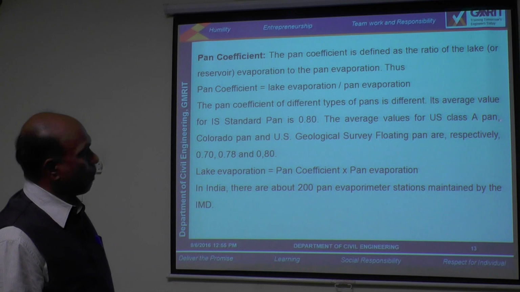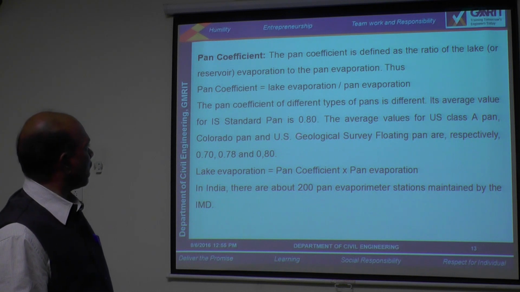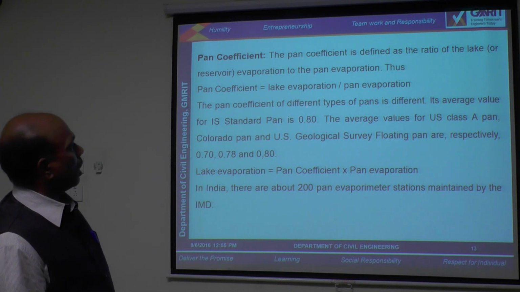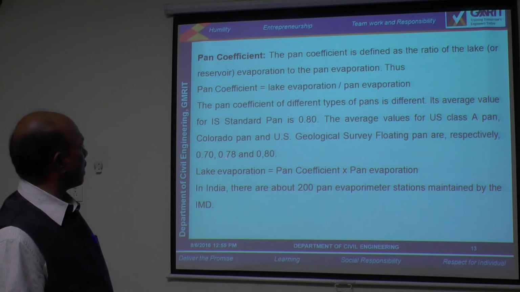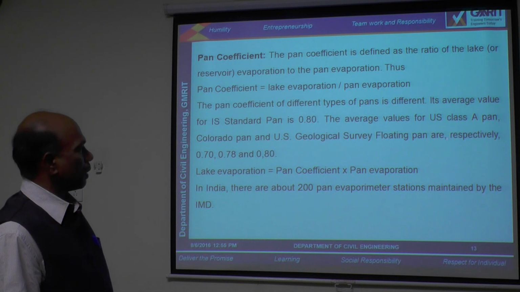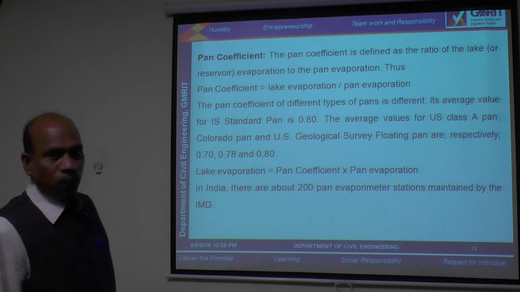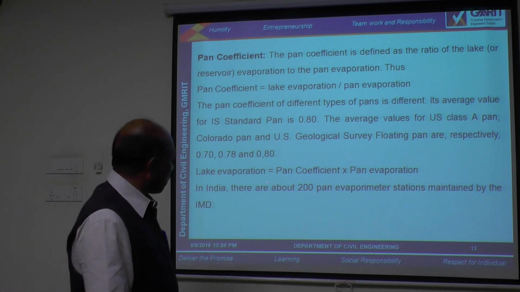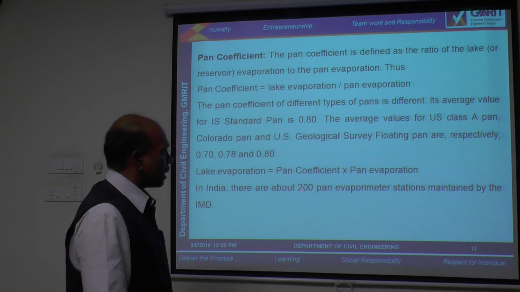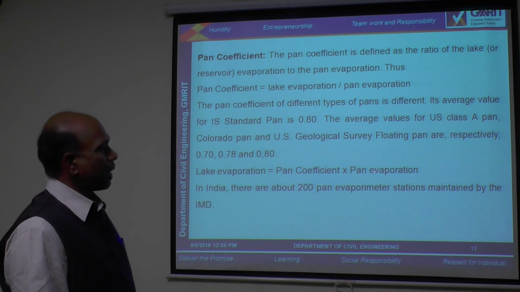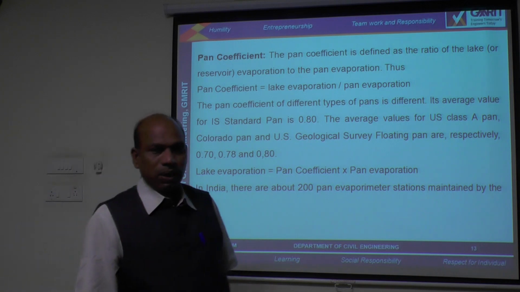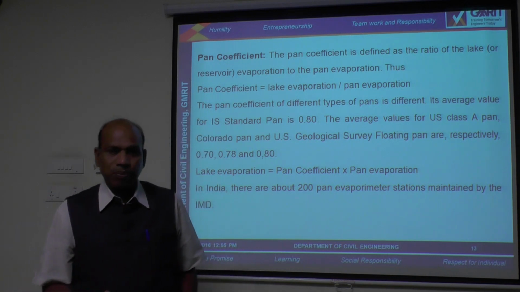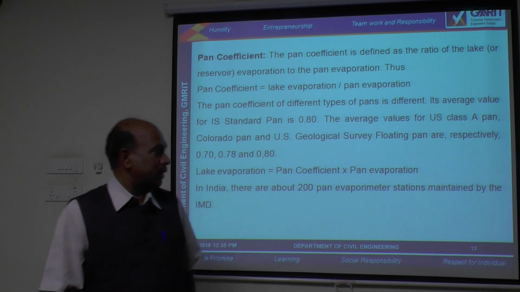Here, the pan coefficient values are also different for different pans. US Class A pan, the pan coefficient value is 0.7, IS standard pan 0.8, Colorado pan is 0.7, and Geological Survey floating pan is 0.8. Therefore, finally, actual lake evaporation equals pan coefficient, that is different for different pans, times pan evaporation. This is about pan coefficient for the determination of actual evaporation rate from the reservoirs or the lakes.